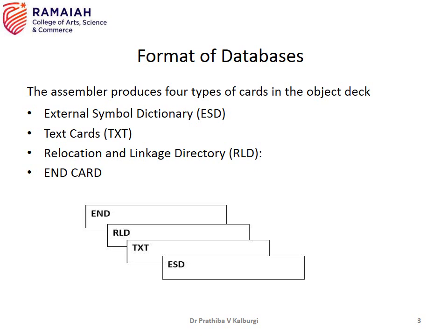And then the third one is the relocation and linkage directory, which we call the RLD card. This card contains the information about the locations in the program whose contents depend upon the address at which the program is being placed. And lastly, the END card. This indicates the end of the object file and specifies the starting address of the program for execution.